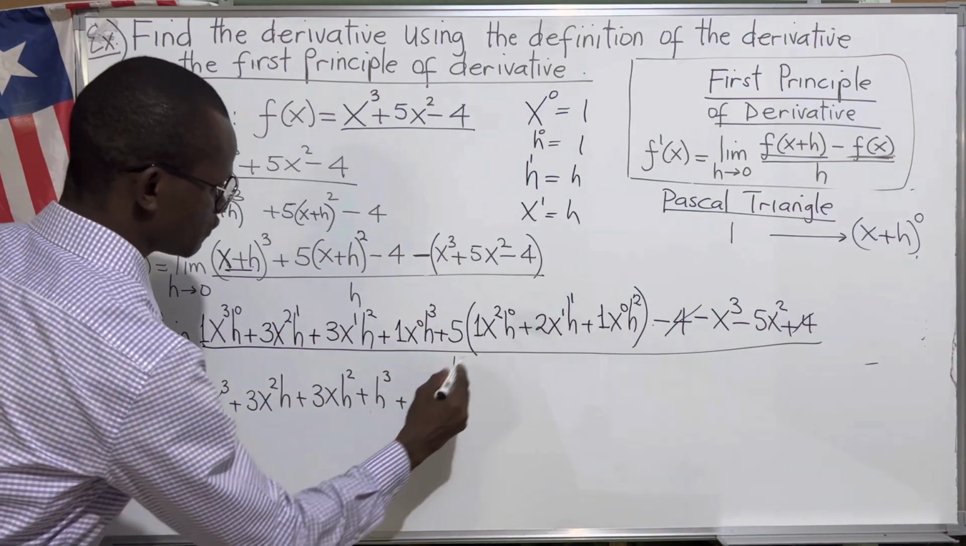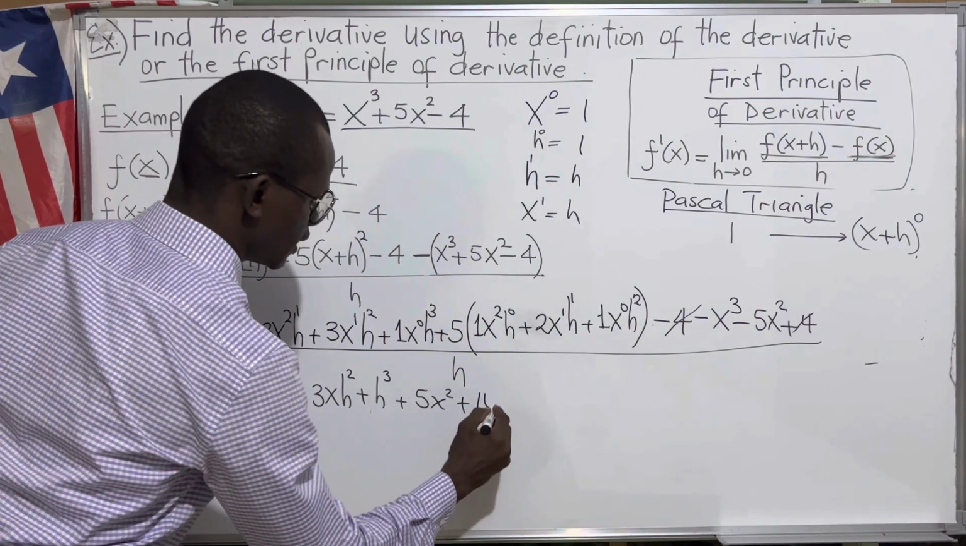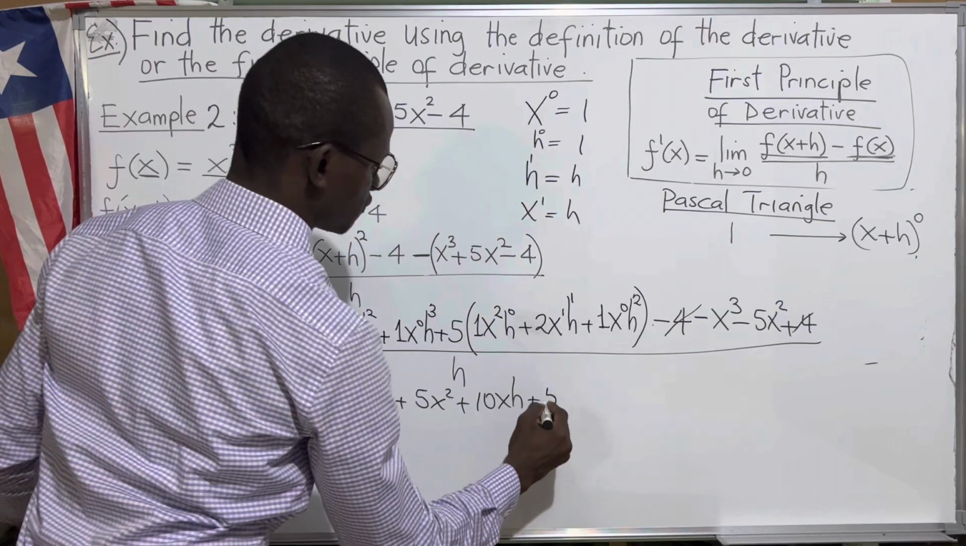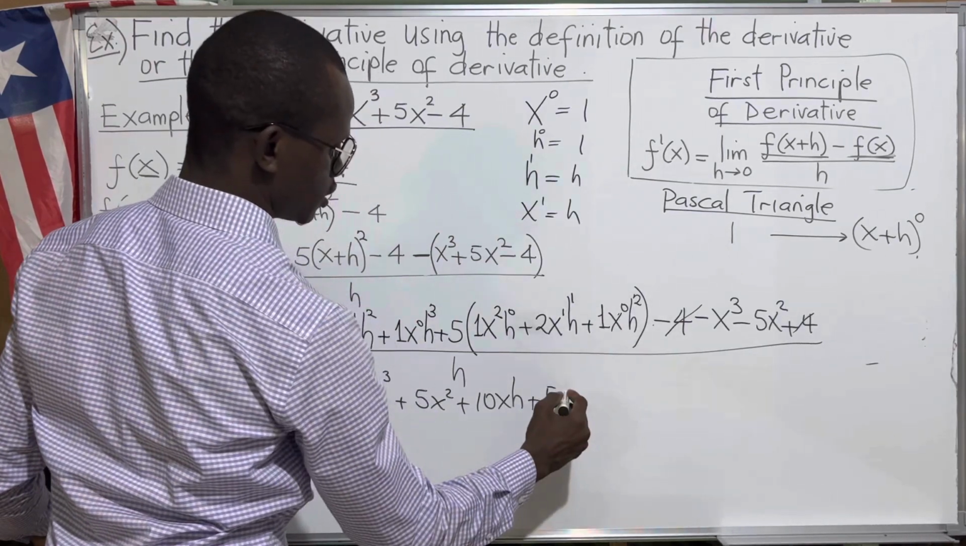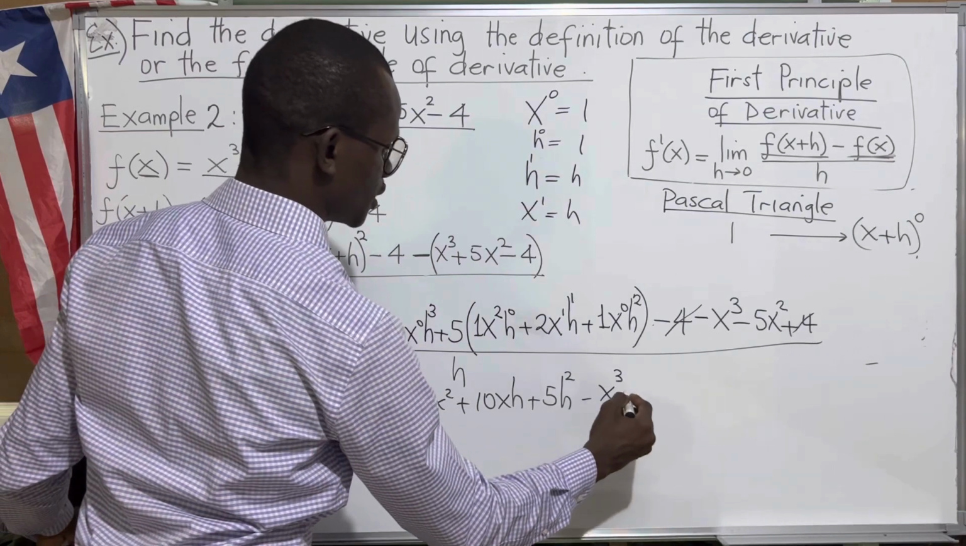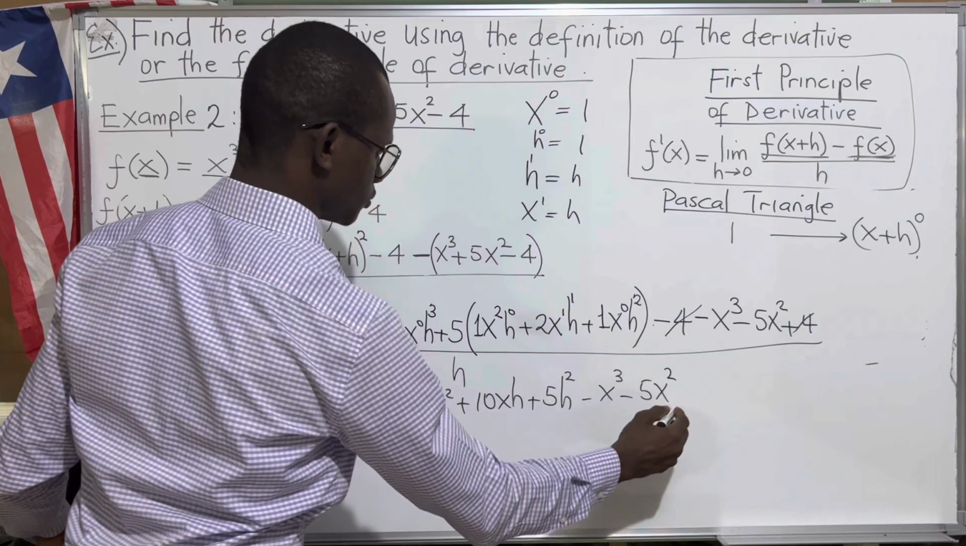This is 5x squared. 5 times 2 is 10xh. 5 times 1 is 5. X to the 0 is 1. And then h squared. Minus x to the third. Minus 5x to the second.